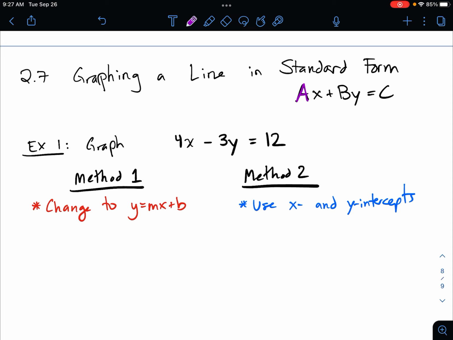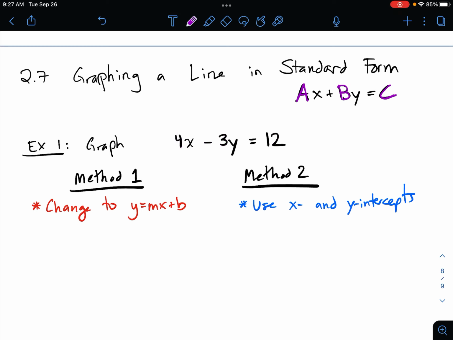So remember, integers are going to be numbers, right? So a is a number, b is a number, and c is also a number. Kind of like you can see here, 4, -3, and +12 are all numbers, right? So a would be 4, b would be -3, and c would be 12 in this problem.